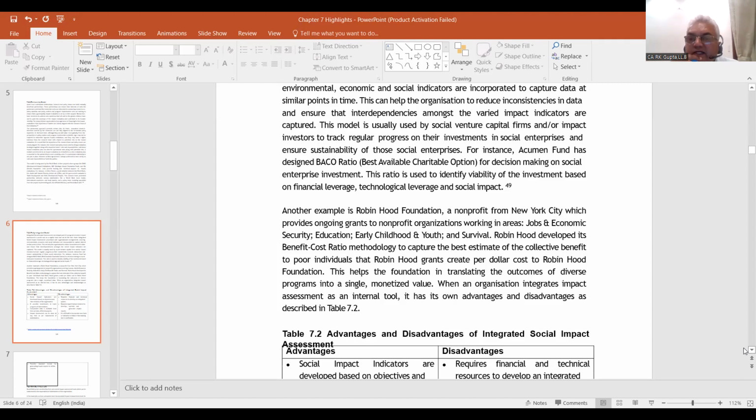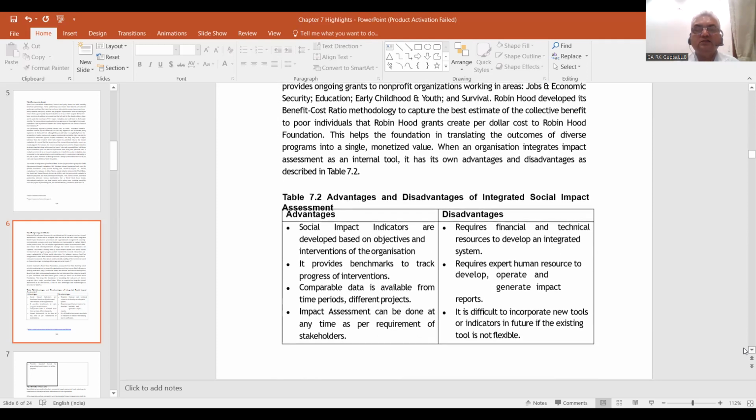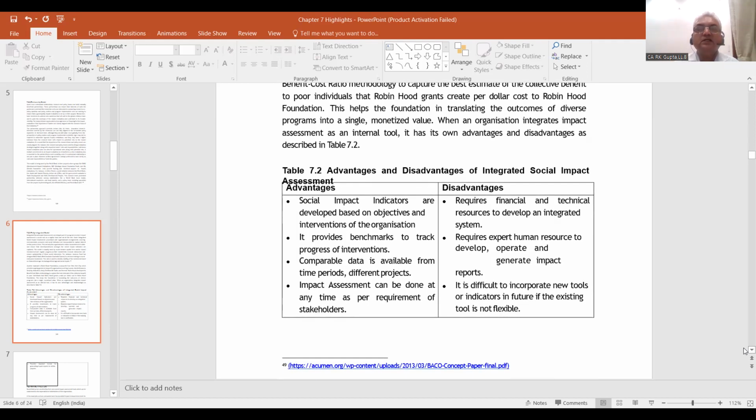So this helps the foundation in translating the outcomes of diverse programs into a single monetized value. So when an organization integrates impact assessment as an internal tool, it has its own advantages and disadvantages as described in table 7.2. So these are the advantages and disadvantages. What are the advantages? Social impact indicators are developed based on objectives and interventions of the organization. It provides benchmarks to track progress of interventions. Comparable data is available from time periods, different projects. Impact assessment can be done at any time as per the requirement of stakeholders.